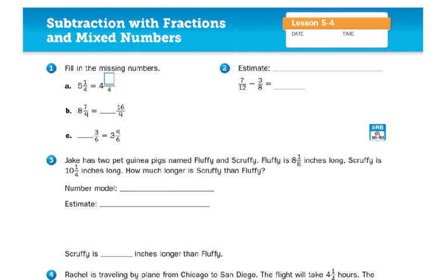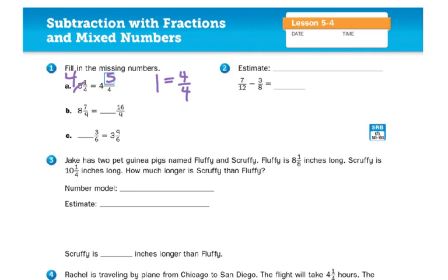Moving on to the next journal page. Subtraction with fractions and mixed numbers continues. It says fill in the missing numbers. 5 and 1/4. They just want you to borrow 1 from the 5 and make it 4. And then that whole number that I borrowed, 1, I'm just going to make it equal to 4 fourths. I'm going to add it to what's already there. 4 fourths and 1/4 is 5 fourths.